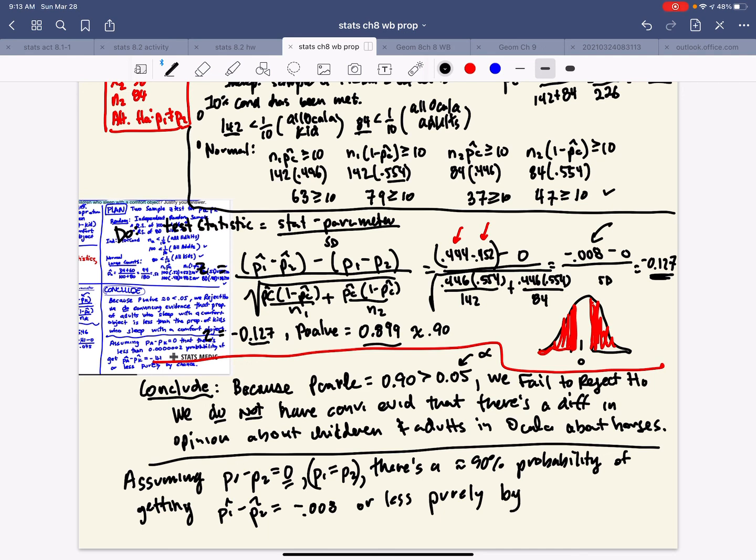So did we get a difference? Absolutely. We got an infinitesimal difference. That does nothing but go to show that they are in fact the same. Opinions about horses in Ocala are essentially the same. But by chance, of course, when you ask people stuff, one group might be slightly larger than the other, even if they feel pretty much the same about the topic.